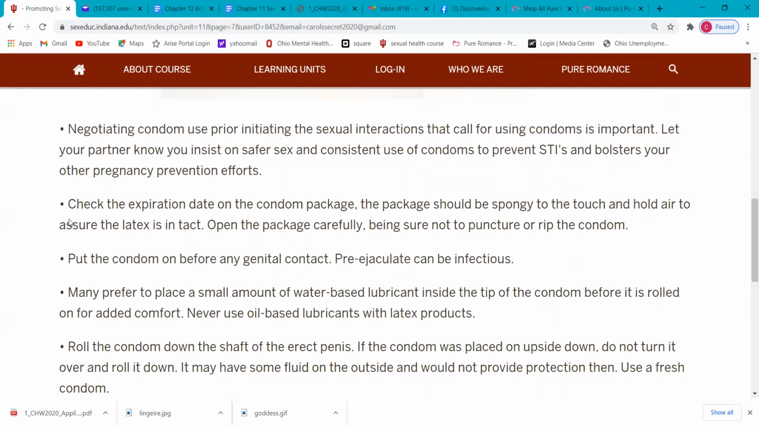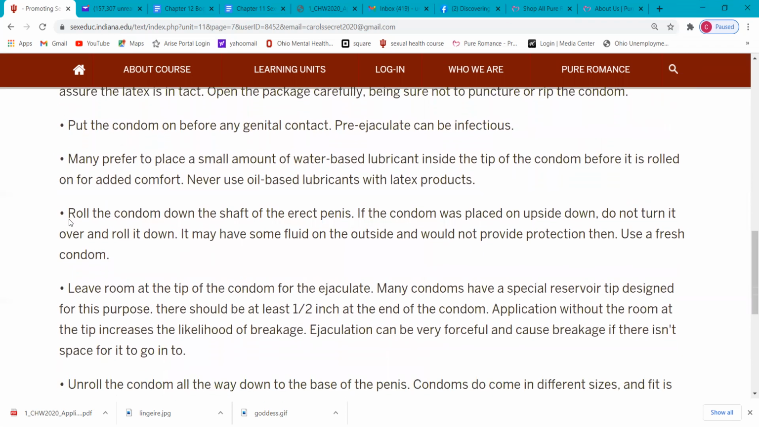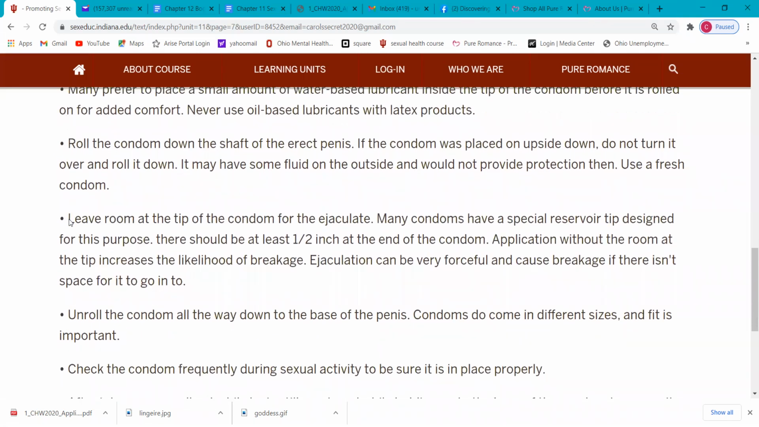Now, many prefer to place a small amount of water-based lubricant inside the tip of the condom before it is rolled on, or for added comfort. Never use oil-based lubricants with latex products. Roll the condom down the shaft of the erect penis. And if the condom was placed on upside down, do not turn it over and roll it down. It may have some fluid on the outside and would not provide protection then. So you just use a fresh condom.